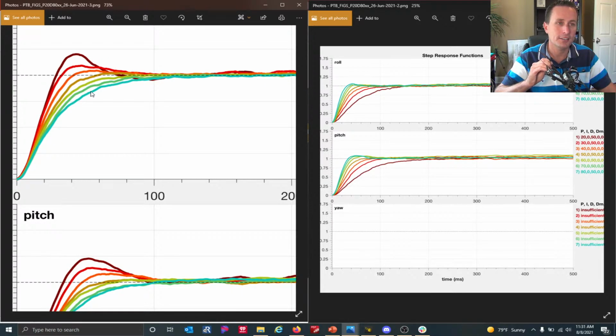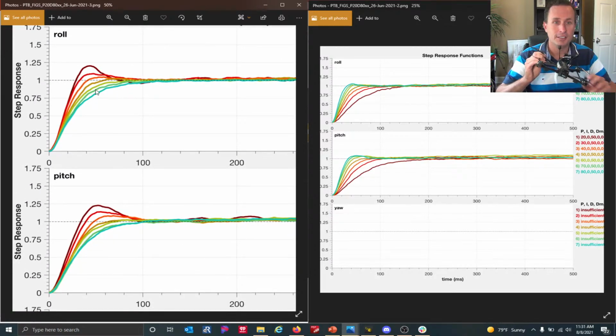Now we're going into this over dampened condition, right? Where we have so much dampening that when he's moving the sticks, instead of the quad snapping to it, it's kind of rolling to it. It's just not getting there. I shouldn't say it's not getting there. It gets there. It's just slower. It's over dampened. And in that case, it might feel a little bit disconnected, a little late and a little sluggish, if you're doing acro freestyle stuff. So you generally don't want to be here.